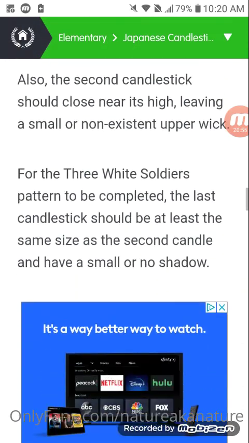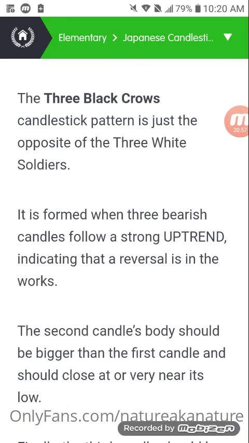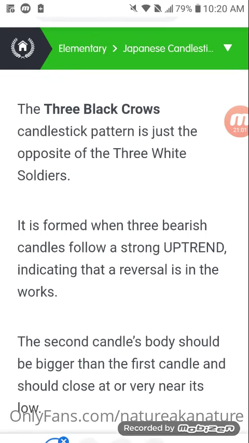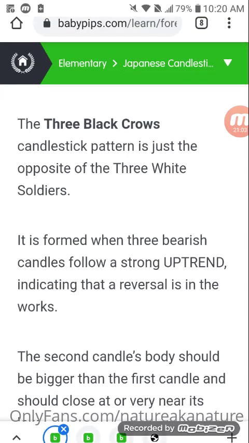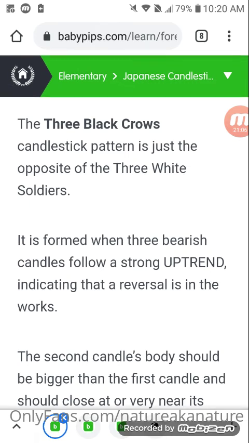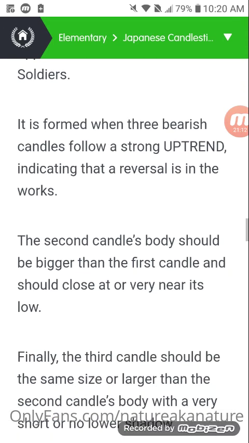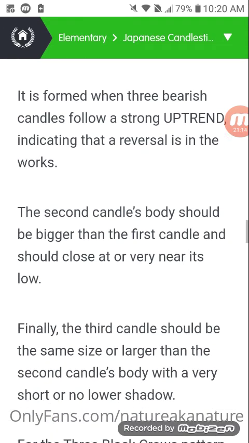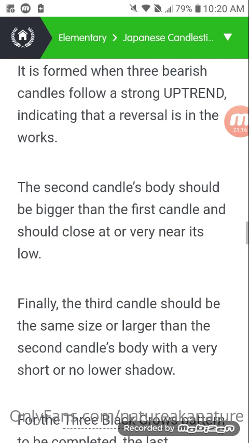All right, this is a quick review. As far as the three black crows, the candlestick pattern is just the opposite of three white soldiers. It's formed when three bearish candlesticks follow a strong uptrend. Three black crows found after a strong uptrend indicates that a reversal is at hand. The second candle body should be bigger than the first candle, and it should close very near its low.